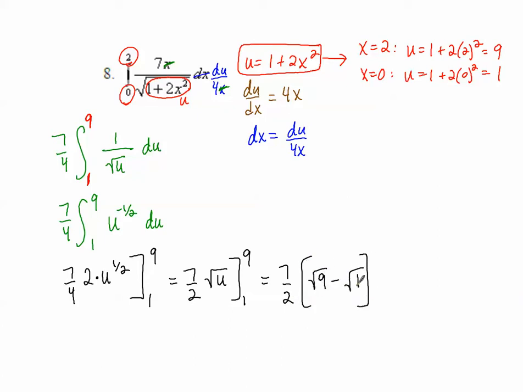3 minus 1 is 2. So it looks like 7 in the end. Remember, it's just a number when we have a definite integral.